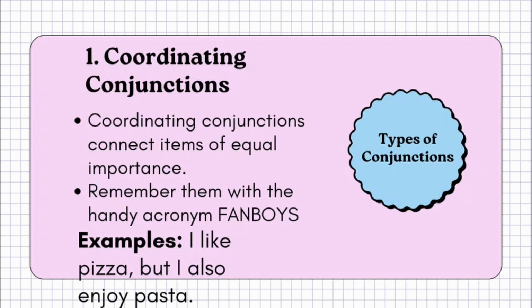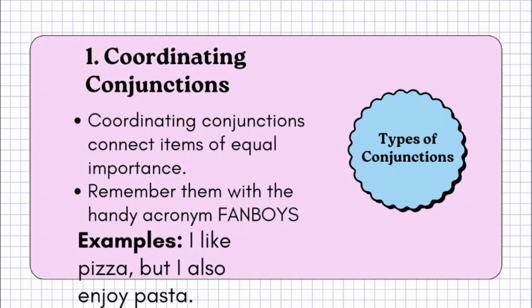Now, let us look at an example of a sentence where a coordinating conjunction is used. I like pizza. I also enjoy pasta. Now we want to connect the two sentences with a coordinating conjunction. It will become, I like pizza, but I also enjoy pasta. That is going to be a connector. So the connector is but. I like pizza, but I also enjoy pasta.